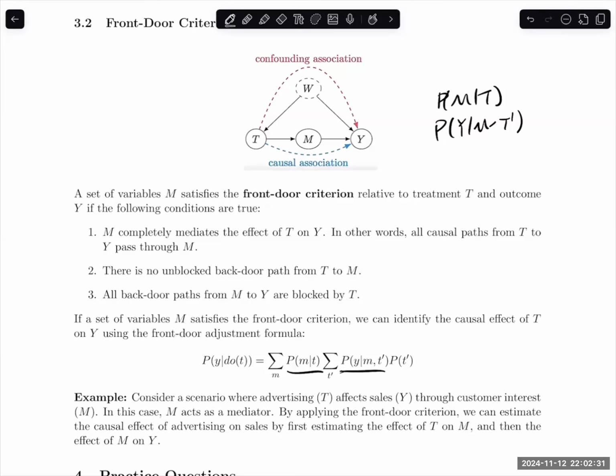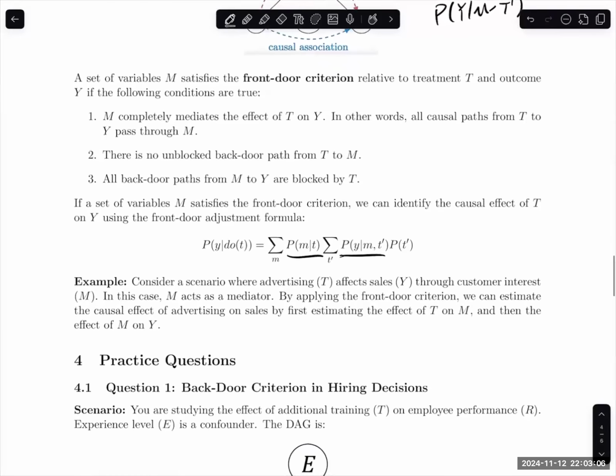Additionally, there's no unblocked path from T to M, and all backdoor paths from M to Y are blocked by T. So using the front-door criterion, we can estimate the causal effect of advertising on sales by first estimating the effect of T on M, and then estimating the effect of M on Y. This allows us to control the confounding that may otherwise influence customer interest and sales, directly or indirectly.